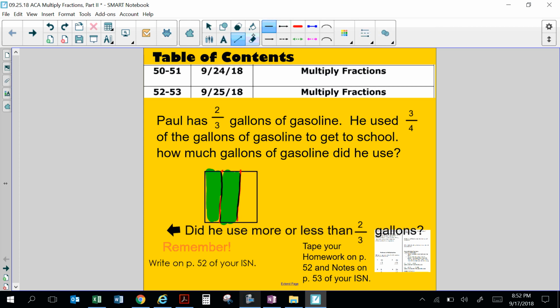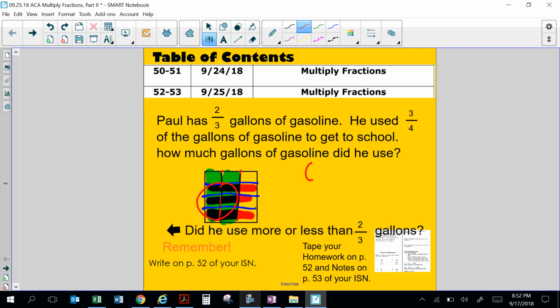We did learn this lesson before, if you still remember it. I think it's two lessons ago. So I need to cut this into fourths horizontally. And then I shaded, let me get my highlighter, I shaded 3 of the 4. How many overlapped here? 6 out of 12. 6 out of 12 is 1/2. So he used half a gallon of gas to get to school.